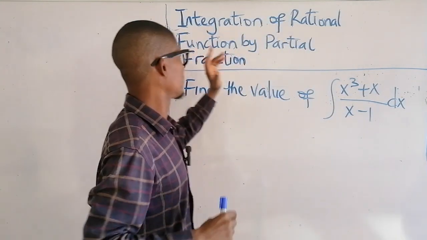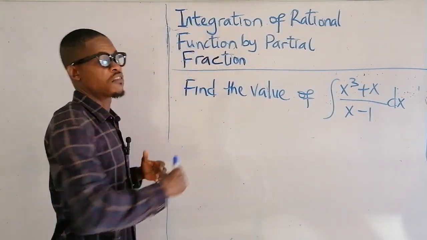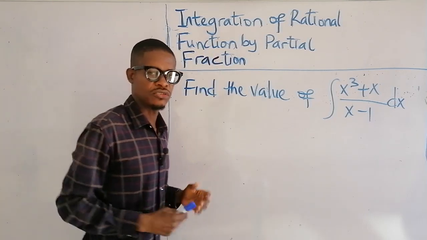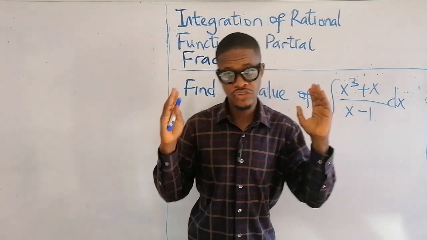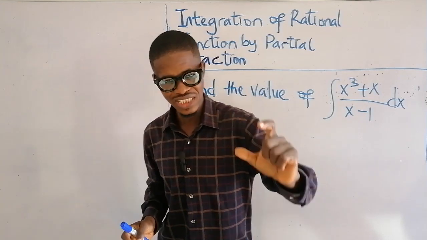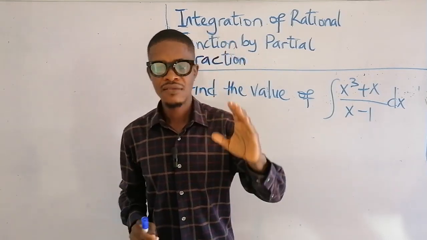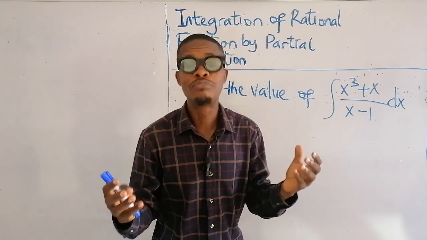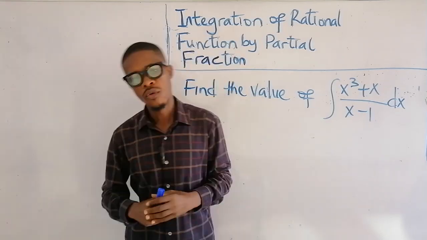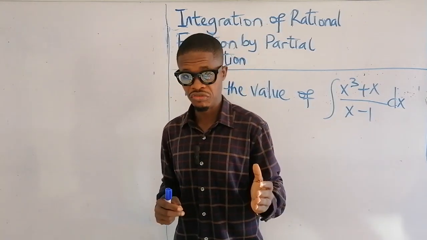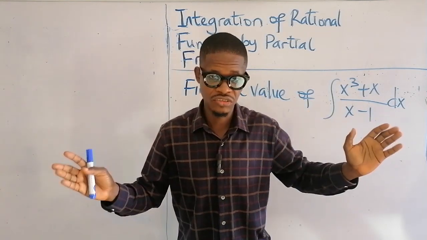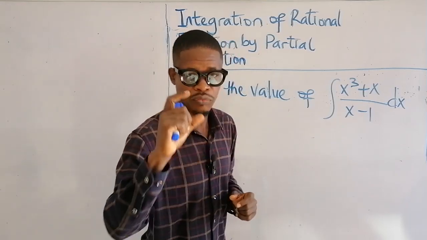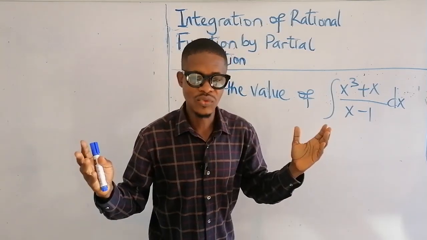Channel, we are looking at integration of rational functions by partial fractions. In this episode, I'm going to show you how to integrate a rational function by expressing it as a sum of simple fractions. What do I mean by rational functions? I mean a ratio of polynomials. And in these ratios of polynomials, several things will happen.